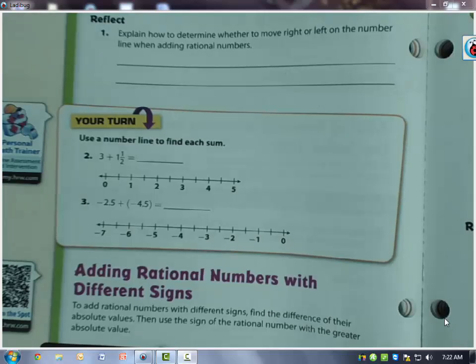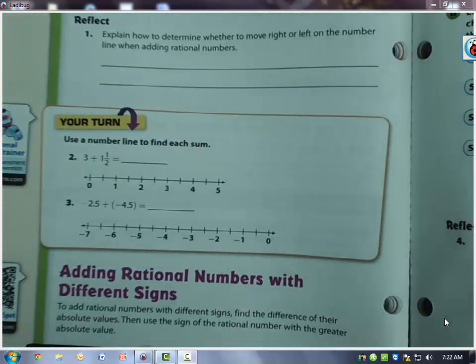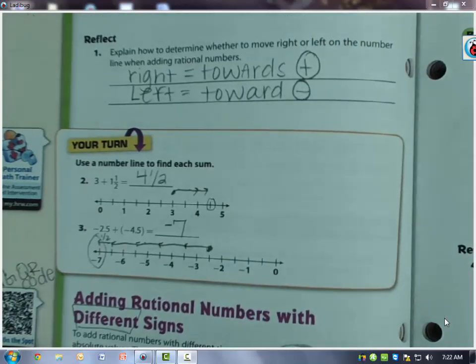Okay, good. You paused me. I'm going to show you my answers. I said going to the right, we would go towards the positives. If we went to the left, we would go towards the negatives. So that's how we move on the number line.